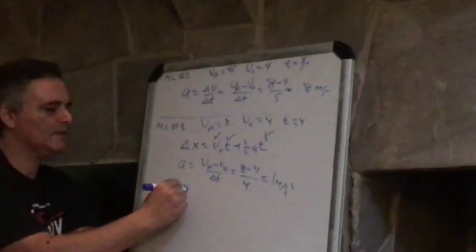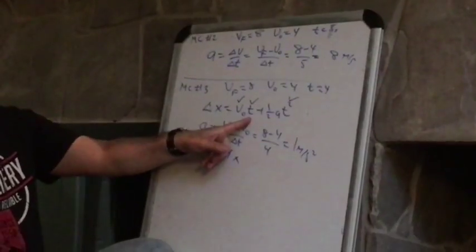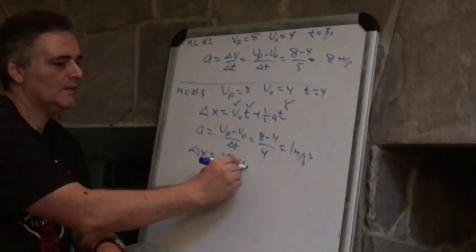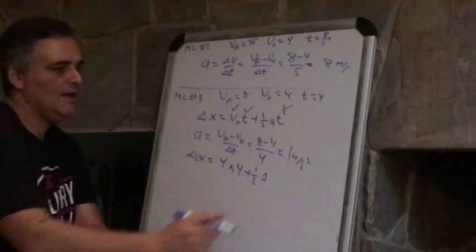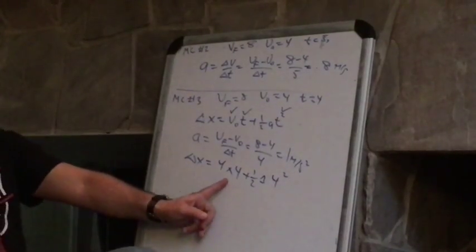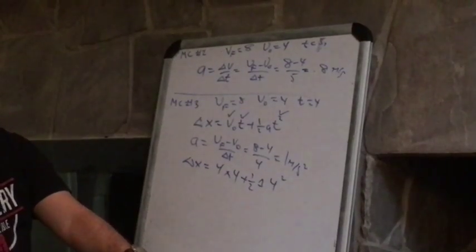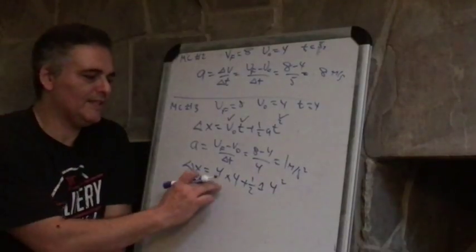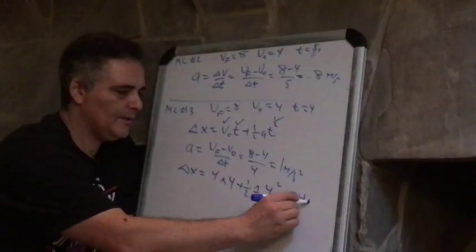So delta x equals 4 times, the time here is 4 seconds, right? That's this guy. Plus 1/2, the acceleration is 1, right? And then the time is 4, so it's 4 squared. So I say 4 squared plus 1/2 4 squared, or 4 squared times 3 over 2. It doesn't matter. So 16 plus 8, right? 24 meters.